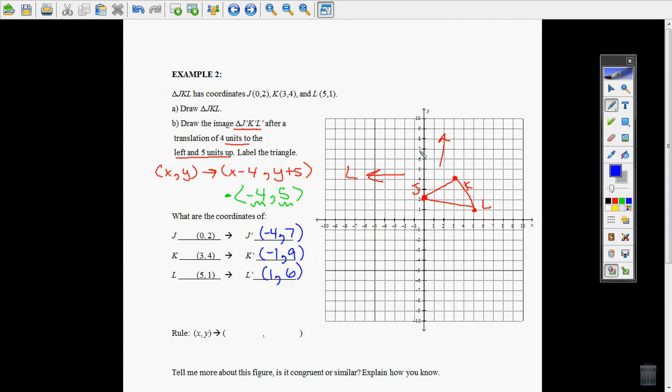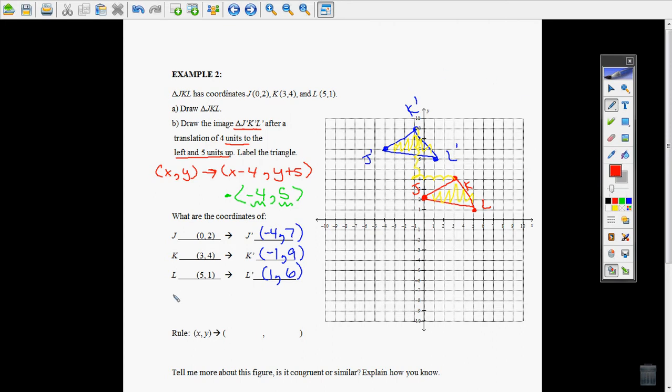So let's graph these and see if I added correctly. Okay, so we have -4, 7, and that is J prime. Then we have -1, 9, that is K prime. And then we have 1, 6, and that is L prime. And so you should notice that every point has gone 4 to the left and then 5 units up. And you should also notice that they are proportional to each other, which we'll talk about later.